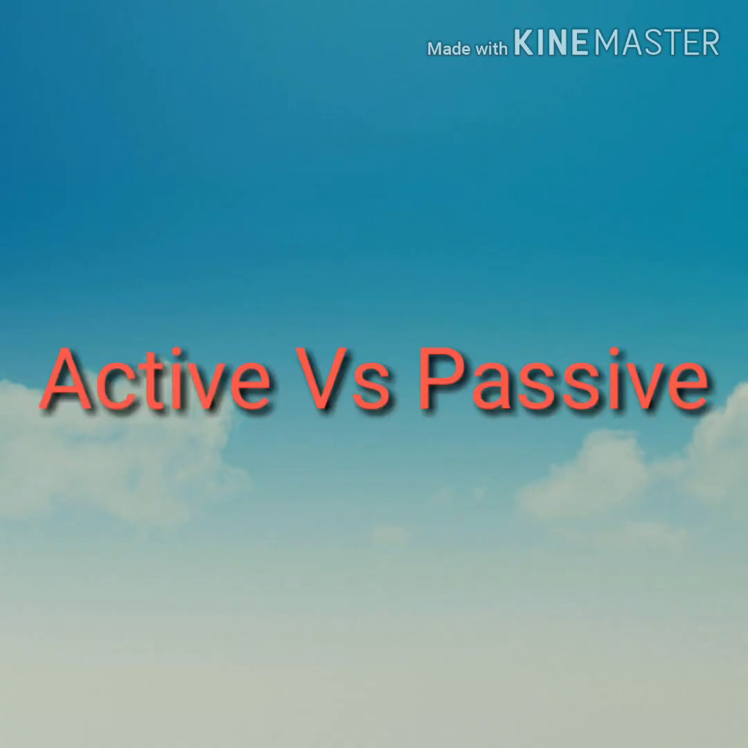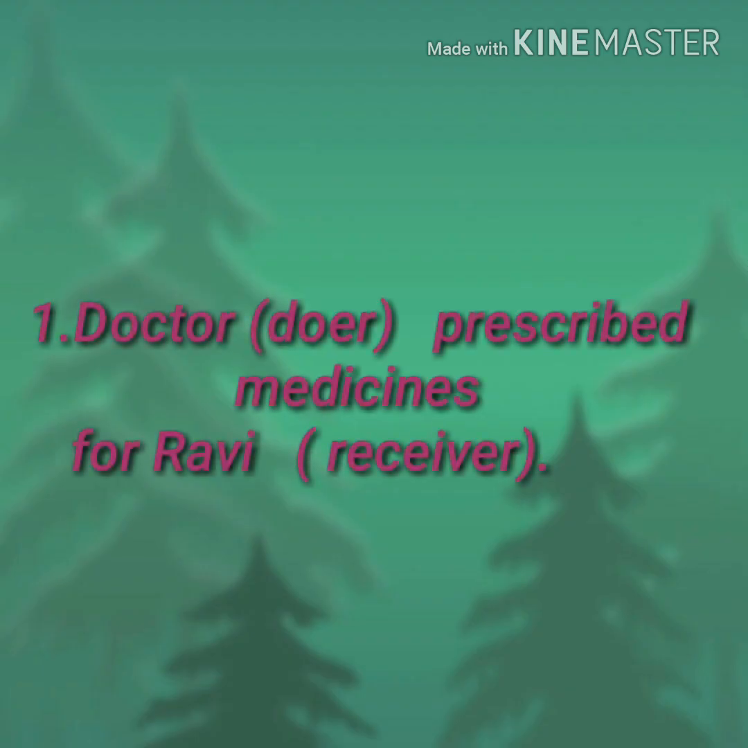Then what is the difference between an active voice and passive voice? In active voice, the focus is the subject, whereas in the passive voice, the attention goes to the object. For example, doctor prescribed medicines for Ravi. Here, doctor is the doer of the action, prescribed medicine is the action, and the receiver of the action will be Ravi or the patient. So, in an active sentence, the importance will be for the person who does the action or who did the action, that is, doctor.